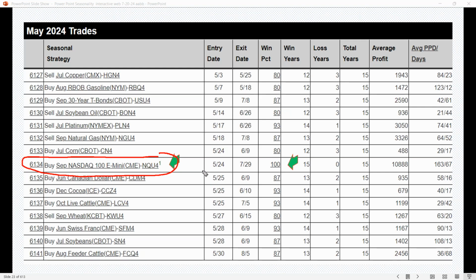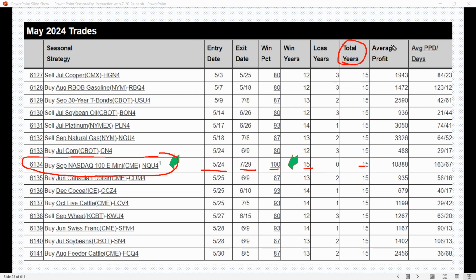So if you were to buy, this is going back for 15 years. See here, total years, 15 years. So if you just bought on the 24th of May blindly, and then you sold on the 29th of July, just using the seasonal data, that was a winning trade, 100%, 15 out of 15 years.